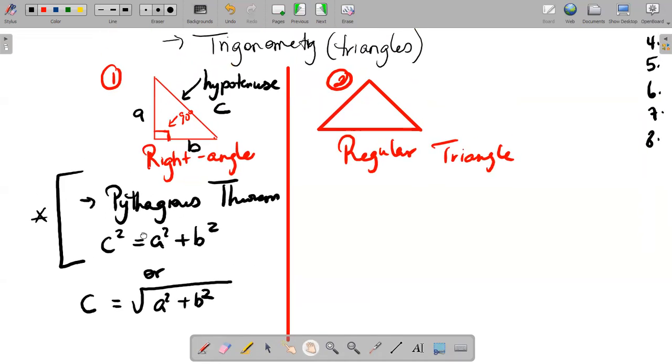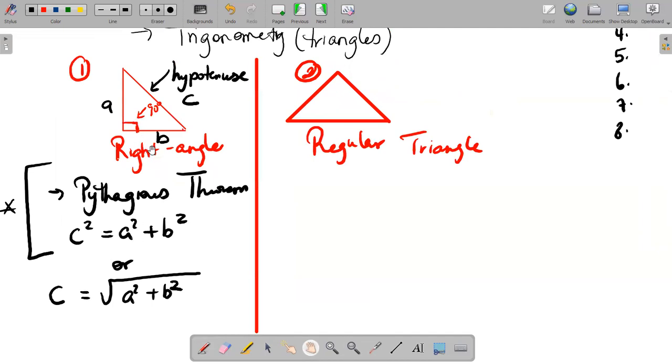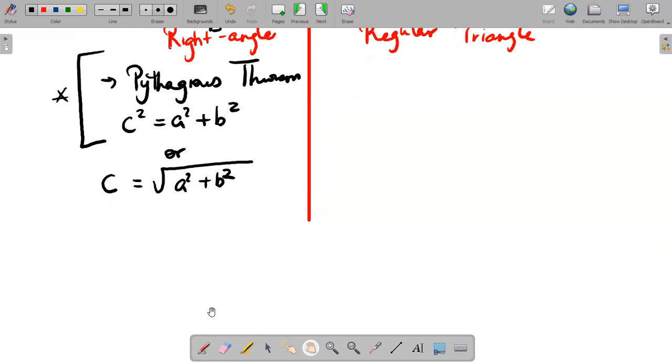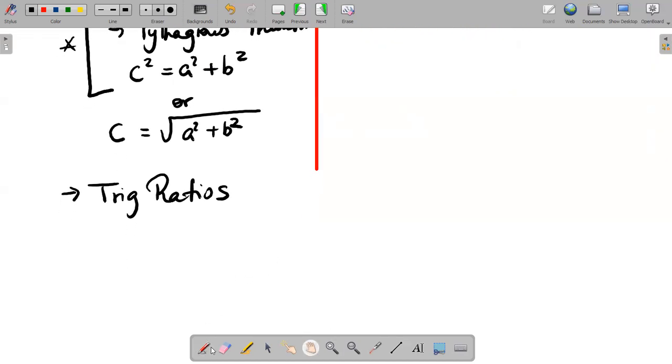So this is just Pythagoras. You're using Pythagoras when you're looking for a missing side of a right angle triangle when they give you two out of the three sides. The next rule you need to know is trig ratios. Anybody know the trig ratios? There are three of them. What are the three trig ratios?